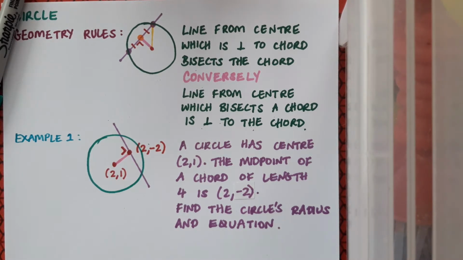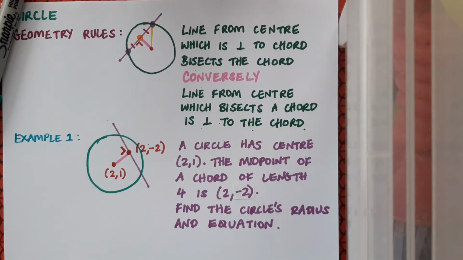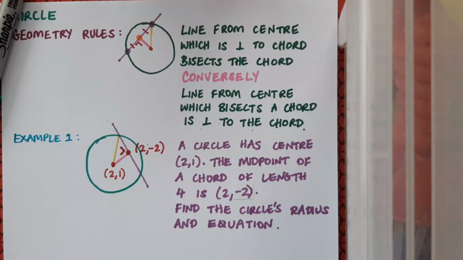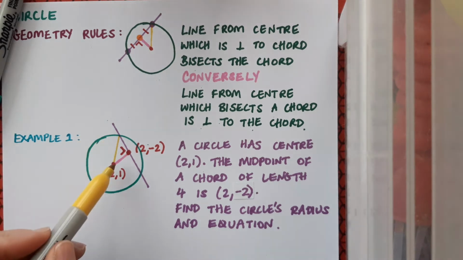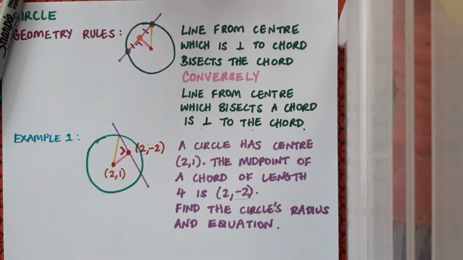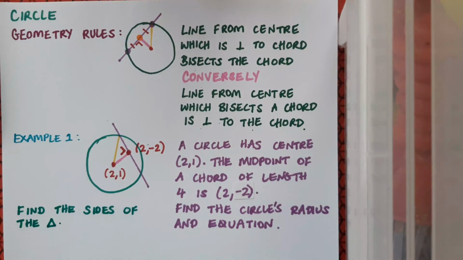So now as I continue to engage with the diagram, I see that I can draw in a radius. In fact, I have 2 options for where to put the radius. I can put it in this position, or I can put it here. Either is fine. You can do both if you like. And my next step now is going to be to find the sides of this triangle.